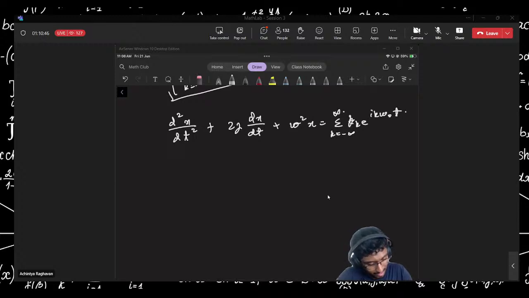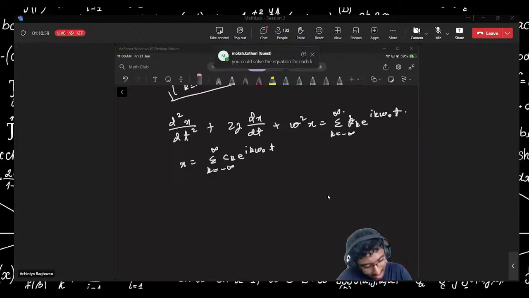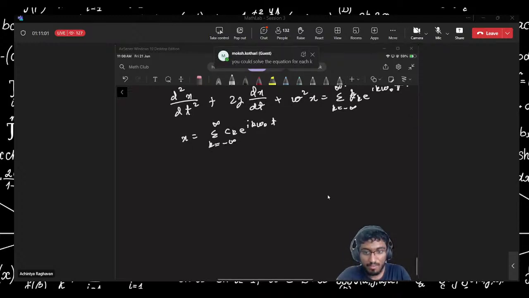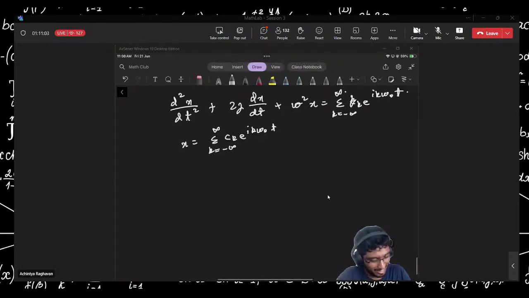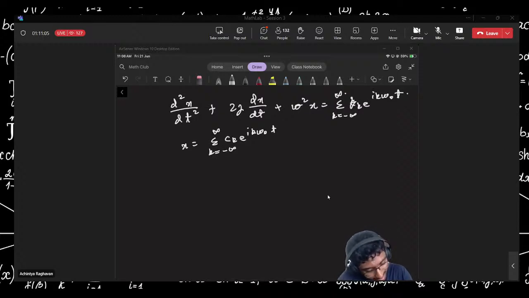So let's assume some x equal to the summation k equal to minus infinity to infinity of ck. Remember, ck is not defined here yet. This is just some arbitrary constant I'm taking here. Yes, you could solve the equation for each. Exactly. So we'll substitute this here.